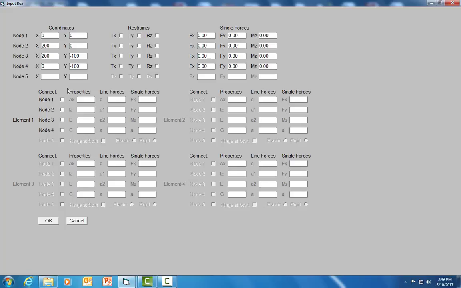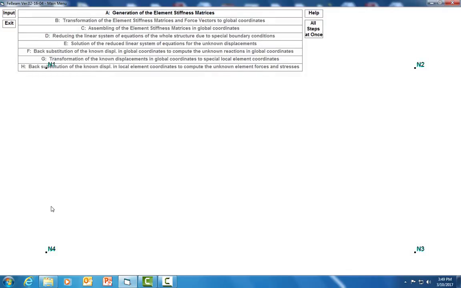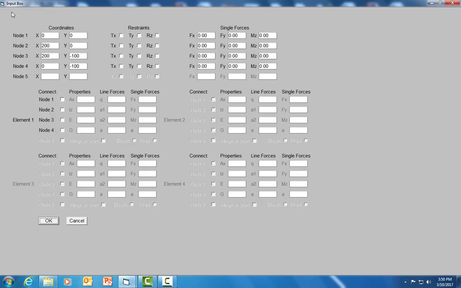So now we want to make sure that we see that. So we click OK, and we see the nodes. Here I should go a little bit down, but you see node 1, and this is node 2, node 3, and node 4.